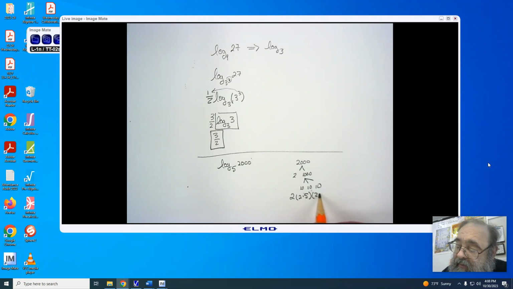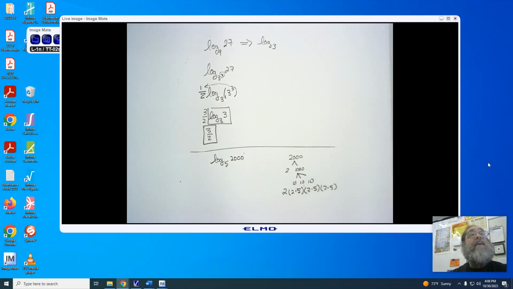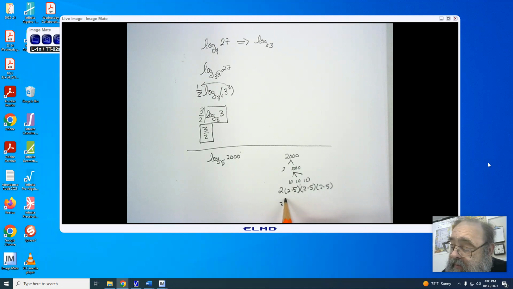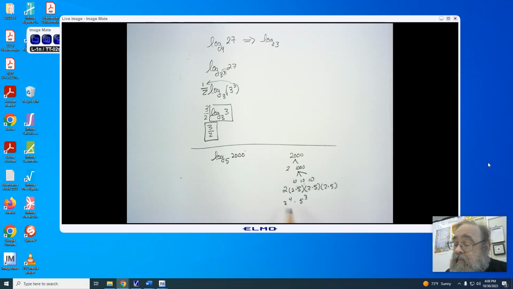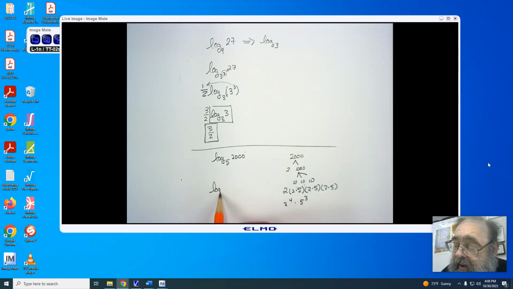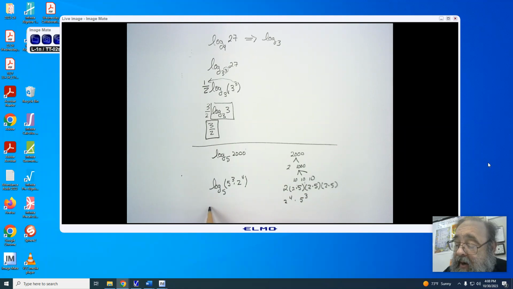And then 2 times 5, and then 2 times 5. Now you'll notice I have 2 4 times, and I have 5 3 times. This is what I'm looking for so that I can put it inside. I like the 5 cubed to be first, 2 to the 4th to be second, and now I expand. Log base 5 of 5 cubed plus, for the product, log base 5 of 2 to the 4th.